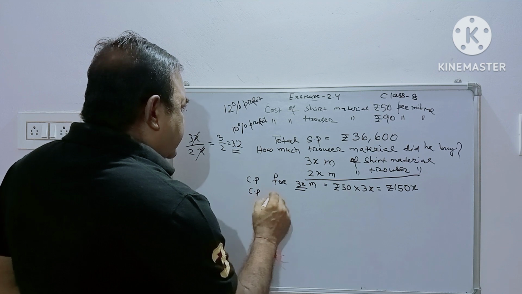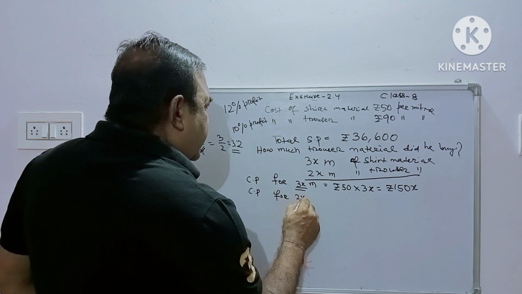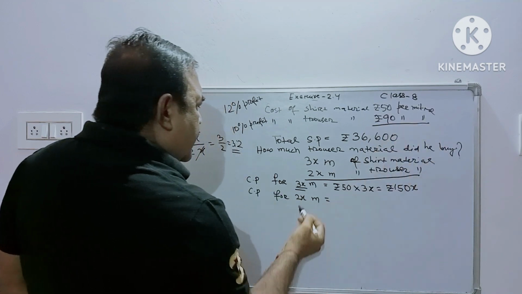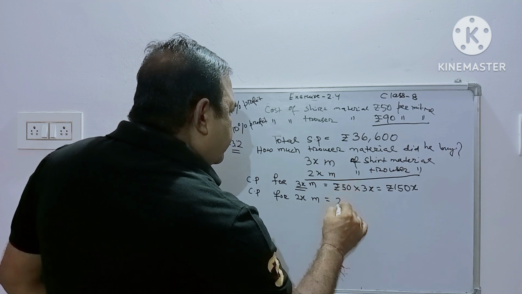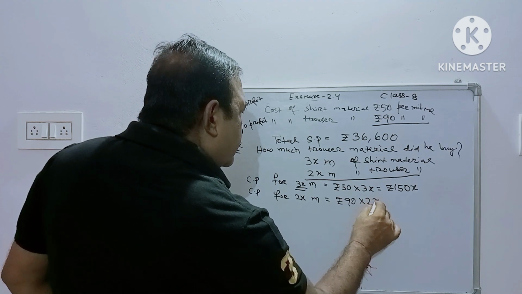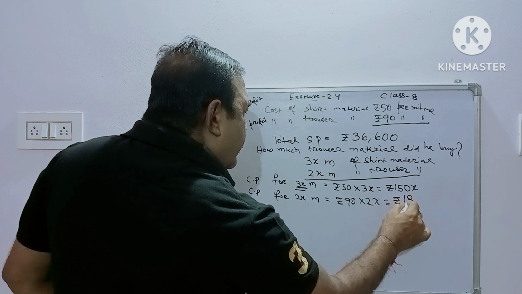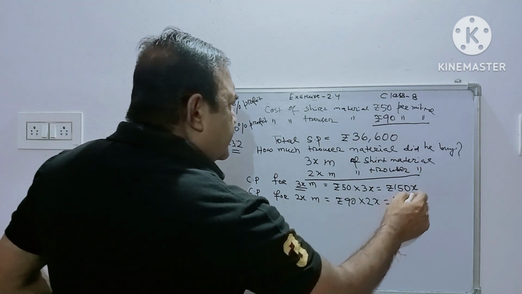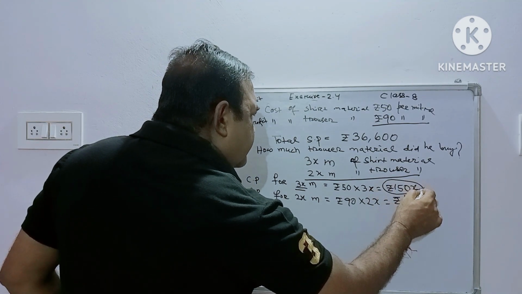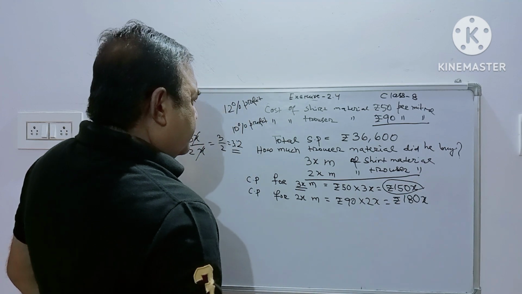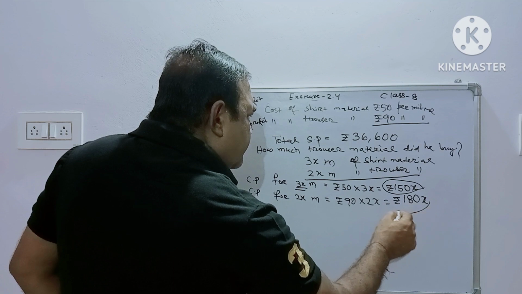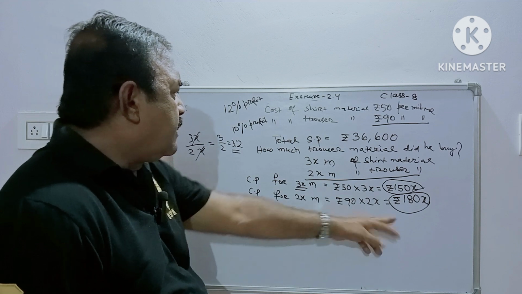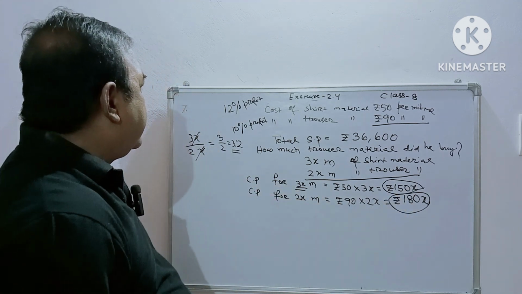So what is the cost price for 2x meter of the trouser material? It is 90 rupees per meter. For 2x meter it is 2x into rupees 90, that is equal to rupees 180x. So this is the cost price for the shirt material he has bought, and this is the cost price for the trouser material. It's okay.